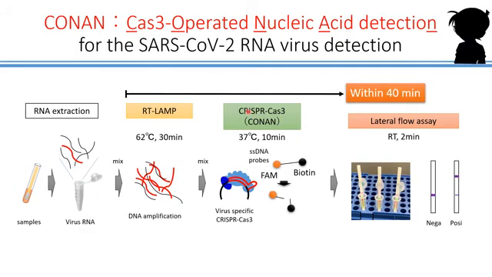This is a representative protocol for SARS-CoV-2 detection, including 4 steps. The first step is a conventional RNA extraction. The second step is RT-LAMP for the DNA amplification step, which just needs 20 to 30 minutes. The third step is Cas3-based nucleic acid detection in 10 minutes. And lastly, a lateral flow assay in 2 minutes. In total, in 40 minutes we can detect SARS-CoV-2 virus with excellent sensitivity and high specificity as compared to RT-PCR-based common COVID-19 assays. Therefore, we named this protocol the Cas3-Operated Nucleic acid detection assay, CONAN.